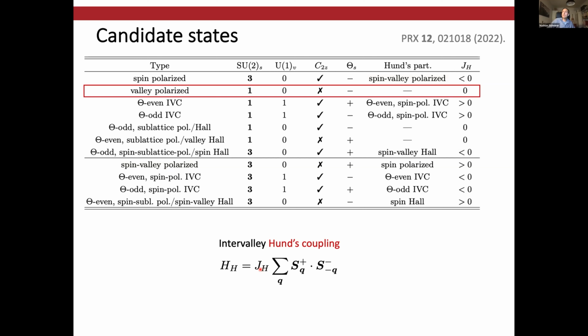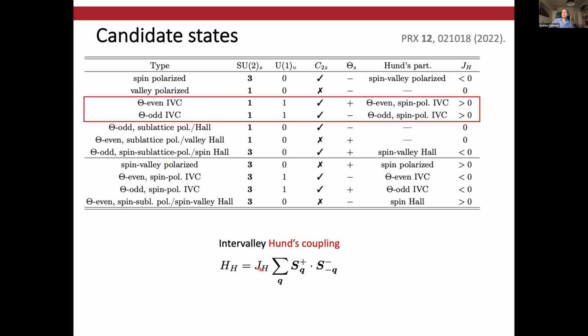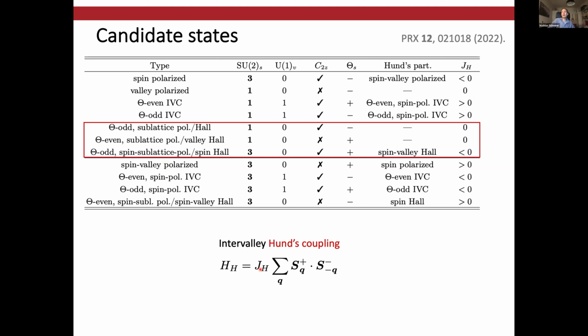There are various more complicated states. There are so-called inter-valley coherent, IVC, states, which simply means that you spontaneously break the valley charge conservation symmetry, or put differently, the fact that valley is a good quantum number is spontaneously broken due to interactions. And there are various quantum Hall, quantum valley Hall, and related states, as well as the Hund's partners.